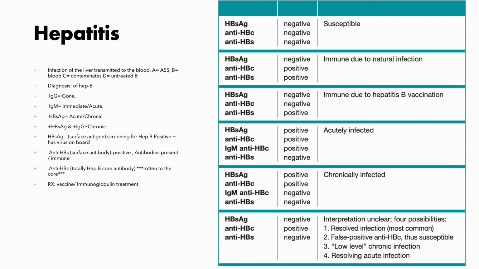So diagnosis of hepatitis B is through a blood test. IgG is going to be hepatitis is gone. IgM is going to be immediate or active. HBsAg, if that's positive, can be acute or chronic. And a positive HBsAg and a positive IgG would be chronic. So how can you have a present infection and an infection that is gone? That means that it's been there for a while, so it's chronic.